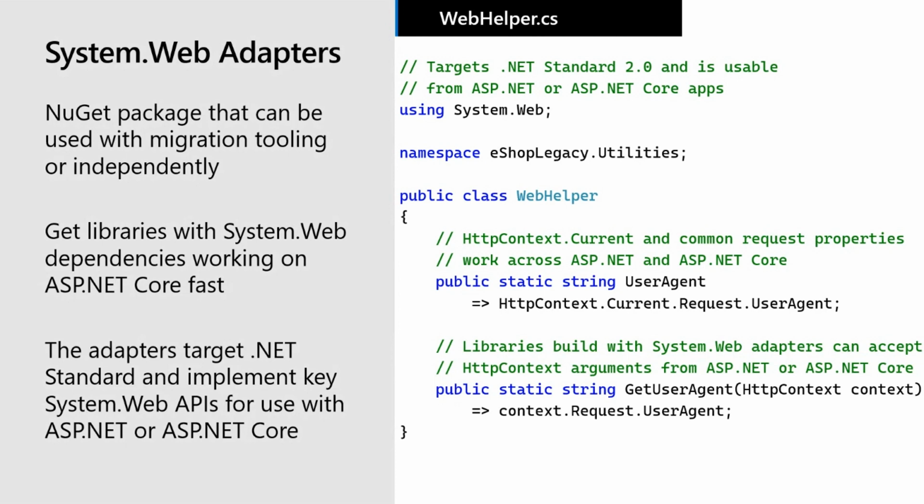So far, the web adapters support key parts of HTTP context, HTTP request, session APIs, cookie APIs, caching, and a couple of other high priority APIs. This is still in preview, and so would love to get feedback on which parts of System.Web are most important for you to be able to take your libraries and use them on ASP.NET Core.